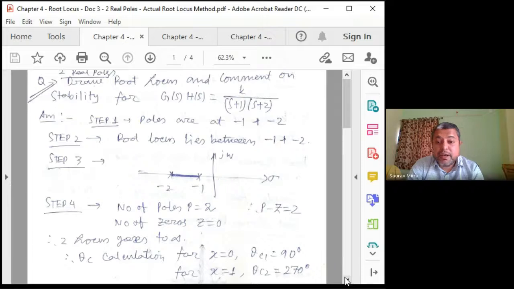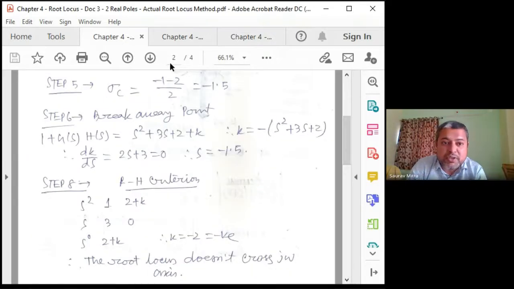And the point from where we draw the asymptotic angles is called the centroid. The sigma c formula is the summation of all the real parts of the poles minus the summation of all the real parts of the zeros. Only take the real part, not the imaginary part. So the sigma c centroid formula is the summation of all the real parts of poles minus the summation of all the real parts of zeros, divided by p minus z. In this case p minus z is 2, that's why sigma c is minus 1 minus 2 divided by 2, that is minus 1.5. We will start with the calculation of the breakaway point tomorrow. Thank you.